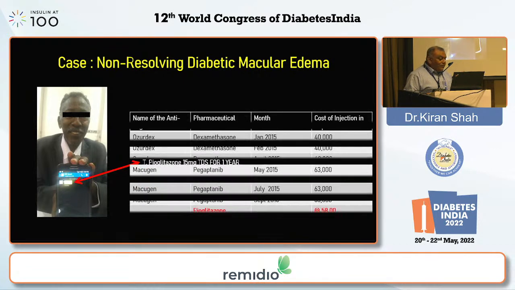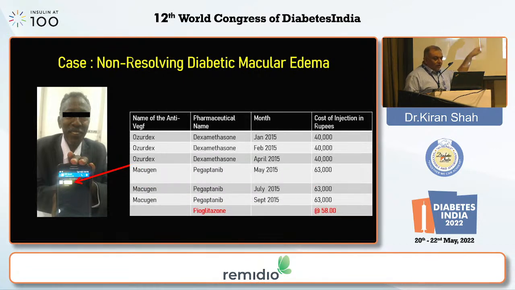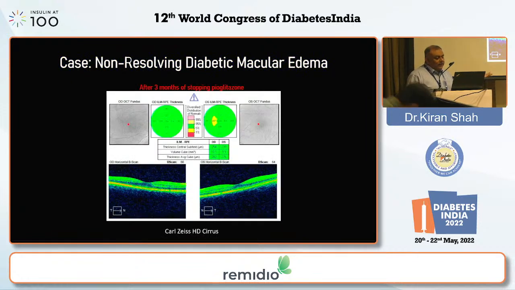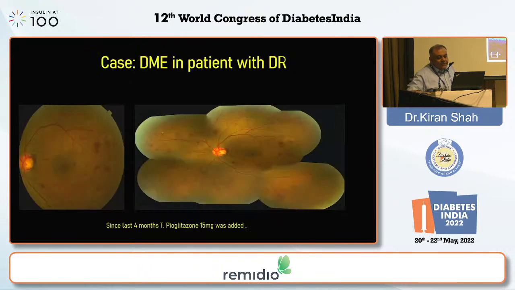Now coming back to the original slide, imagine the cost of the injections and imagine the cost of pioglitazone, just 58 rupees. So we are actually selling our patients to an ophthalmologist, you treat, and we are just not getting anything out of it. So just imagine, just stop the drug pioglitazone, and this is after 3 months, he's come back to us and there is completely nothing out there. So he does not need injections. It was the drug which was causing the macular edema, and you are just injecting anti-VEGF injections.